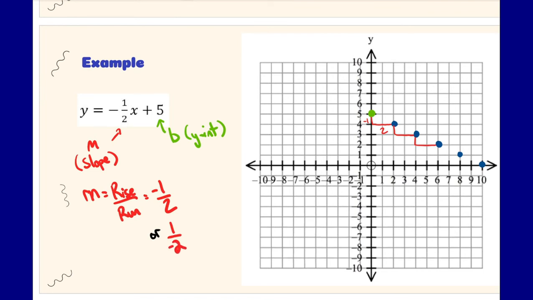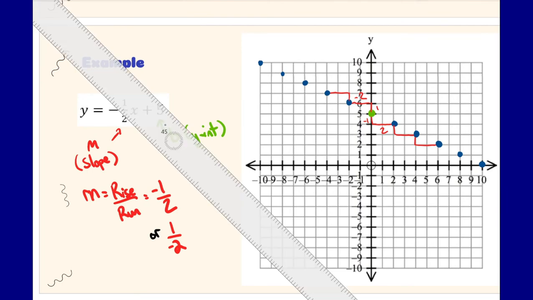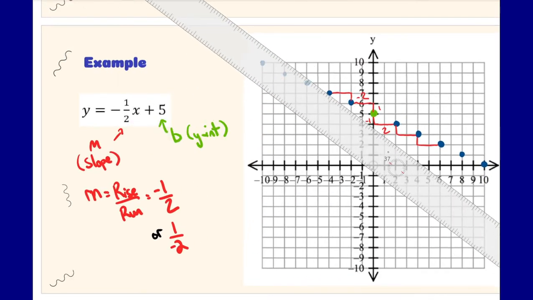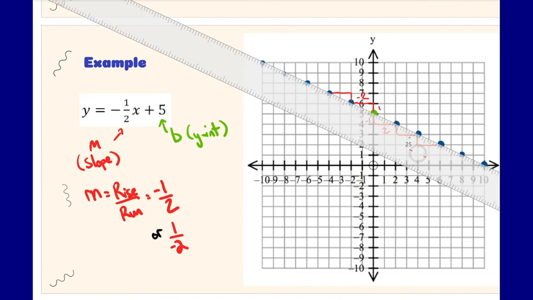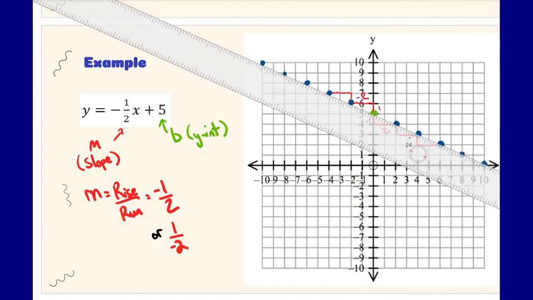It's still a negative fraction, but when I plot it, it gives me a different direction. So I go up 1 now, and to the left 2 for a point. I go up 1 again, to the left 2, or in the negative direction 2, for another point. And I can repeat that pattern going backwards. So really, it doesn't give me a different slope, it just gives me a different direction from that starting value. It still is the same line, just in a different direction.